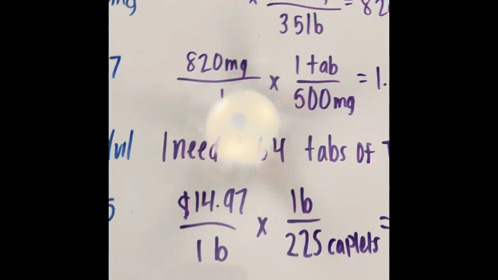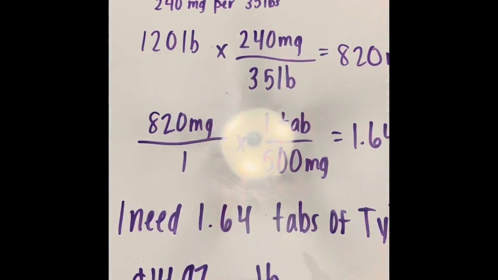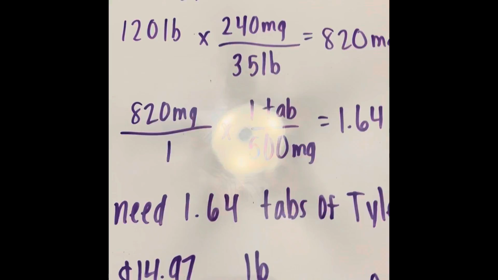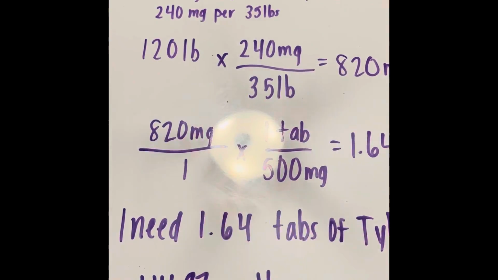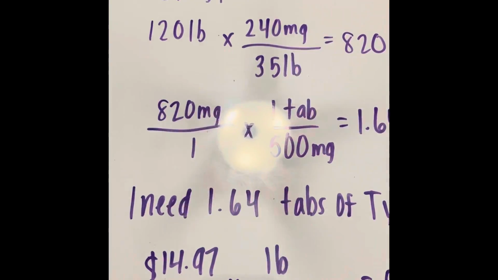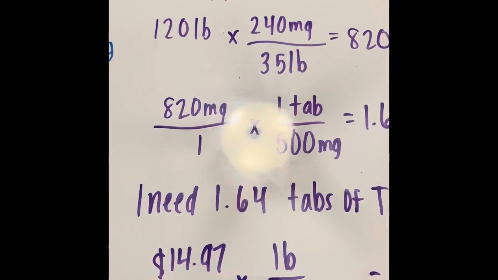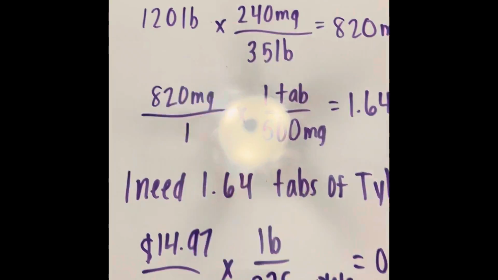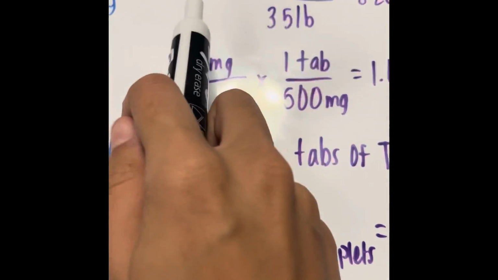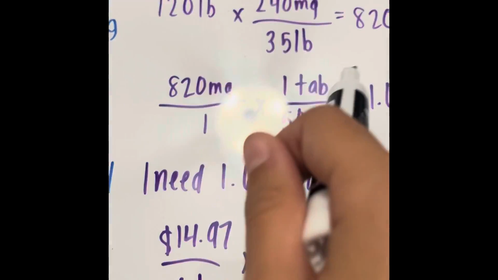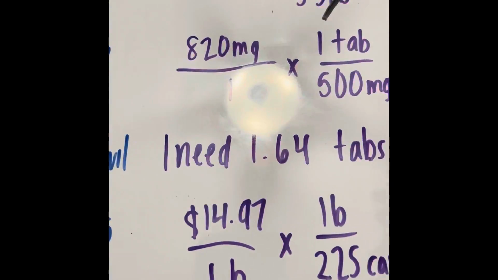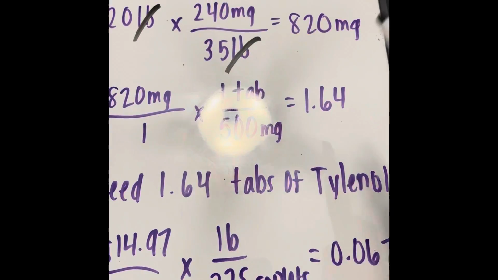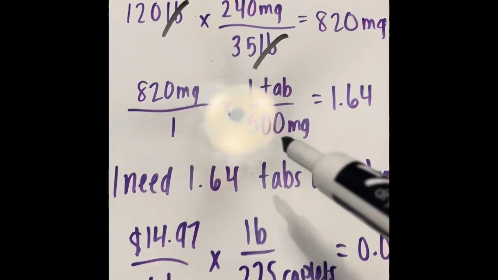Now the final one is Tylenol, and I have 225 caplets for $14.97. There are 500 milligrams of paracetamol per caplet, and it is 240 milligrams for every 35 pounds. So I did the same thing once again. Remember, I'm 120 pounds. So once I cross these out, I get 820 milligrams of Tylenol that I need.